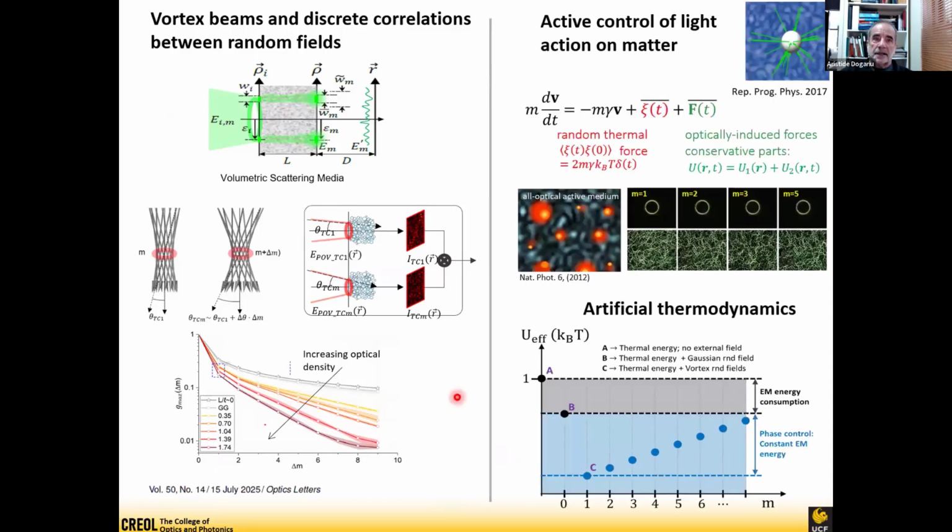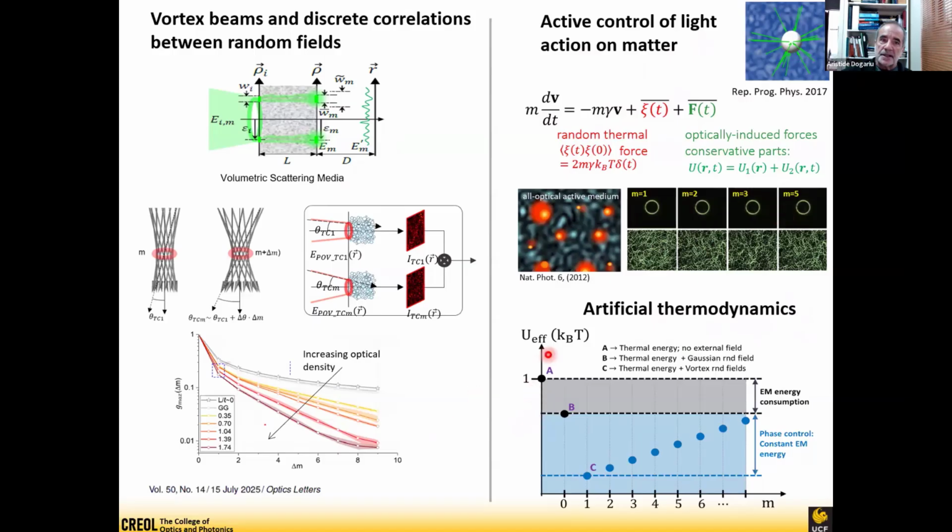And lastly, I will just briefly tell you that having access to controlled optical properties of the field, both in terms of the spatial distribution and the k-space of this seemingly random field, allows you to control the conservative part of an externally applied field in an active control of light on matter, and practically look at artificial thermodynamics problems that can be uniquely controlled by this ability of manipulating the topological charge.